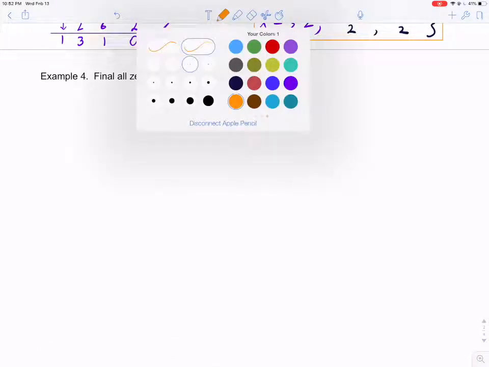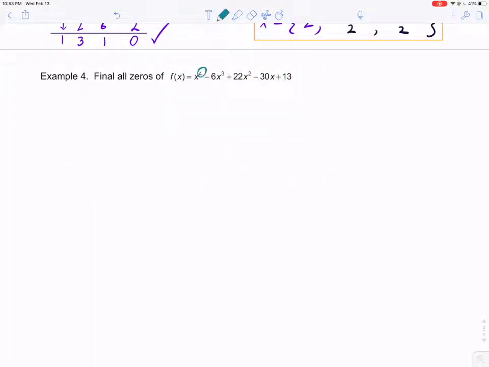Find all zeros. Here we are with a 4th degree polynomial, so this one's going to give us 4 answers in the end. And it's not going to factor, so we're going to jump straight in with our list. P over Q. We get positive and negative the factors of the constant term divided by the leading coefficient. The constant term is 13. It's prime, so we lucked out. Only prime numbers, so it's going to be simple.